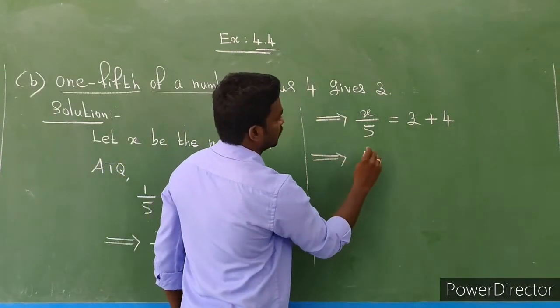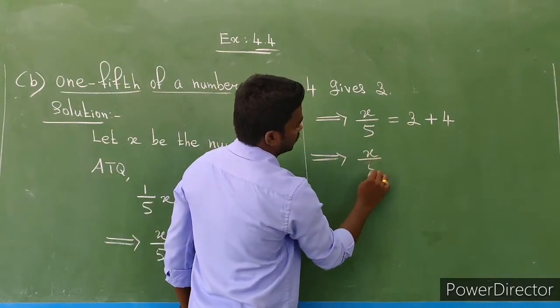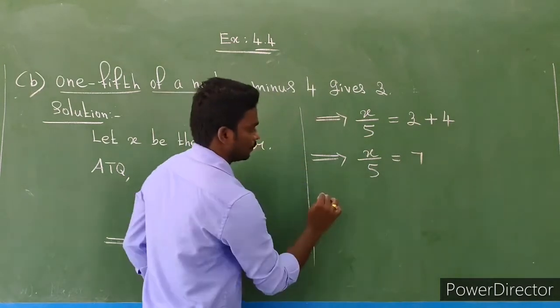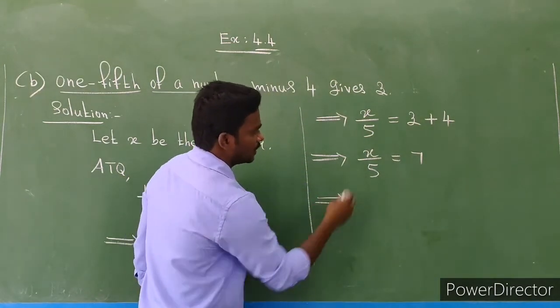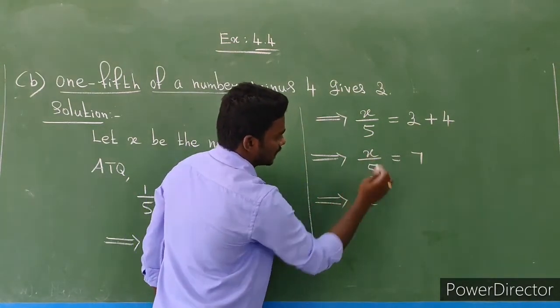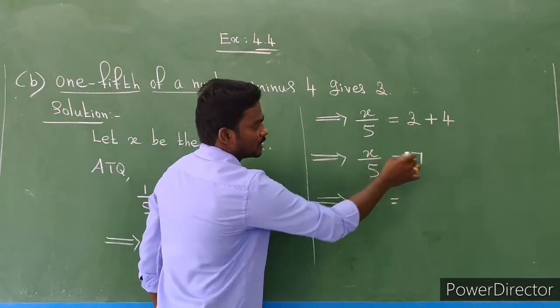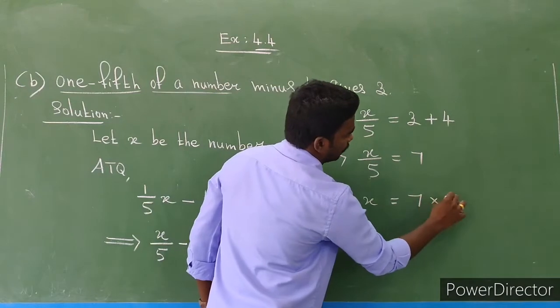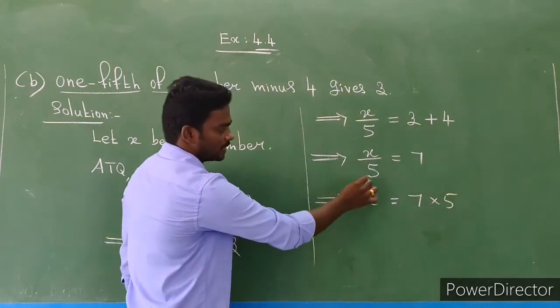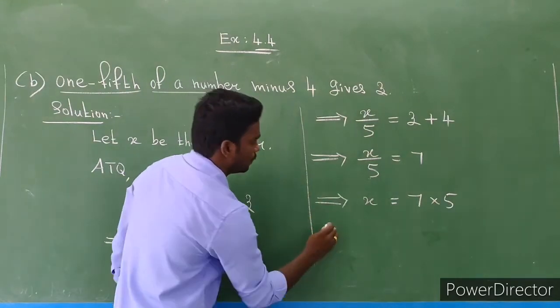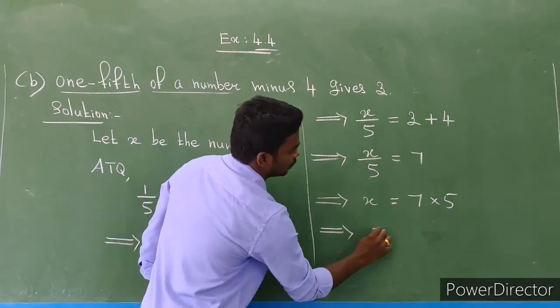Implies that x by 5 is equal to, what is the value of 3 plus 4? That is 7. Next, the value x on the left side. This 5 is division on the left side, so this 5 transposing to the right side becomes multiplication.